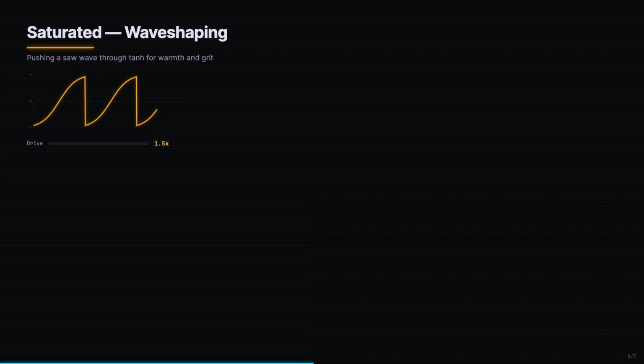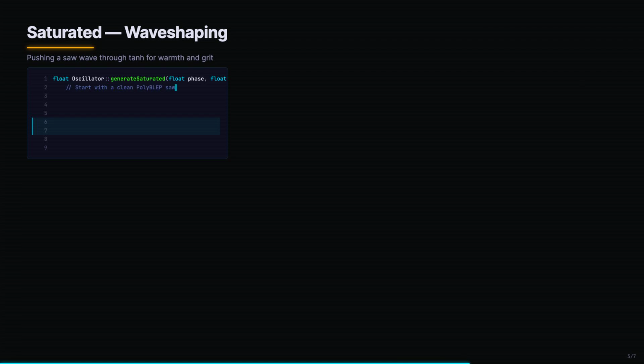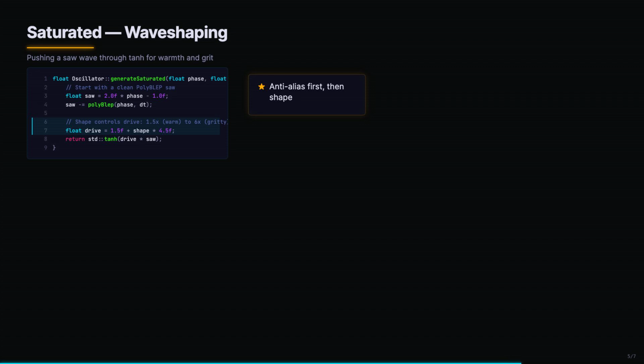The shape parameter controls drive, how hard we push the signal into the tanh curve. At 1.5x, it's subtle warmth. At 6x, the wave is almost a square. More drive means more harmonics. 3 lines. Calculate the drive from shape, generate a polyblep saw, feed it through tanh. The anti-aliasing happens before the wave shaping. We start clean, then add character.